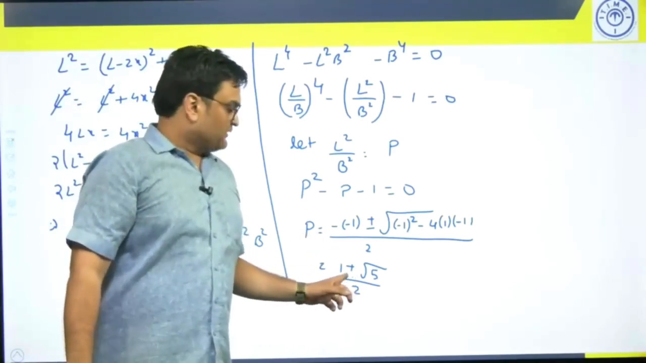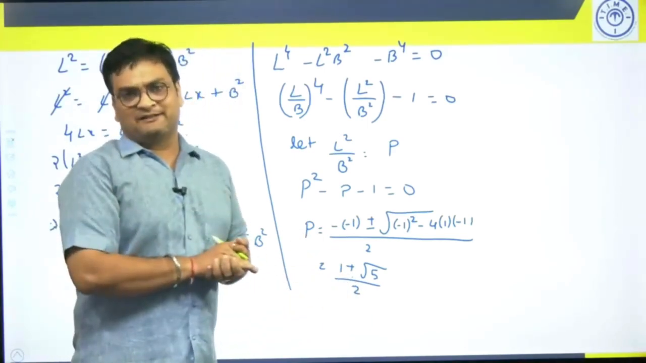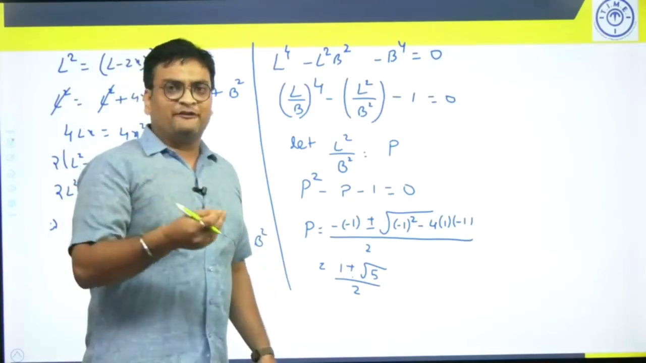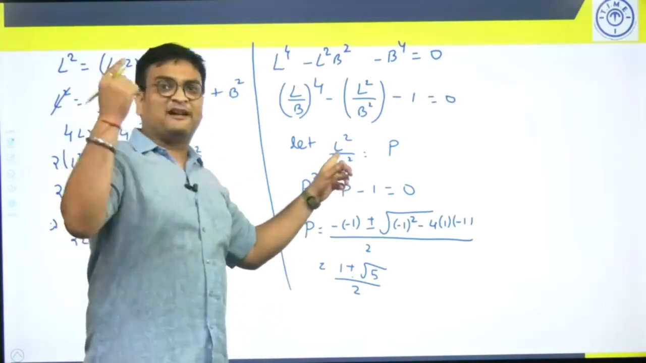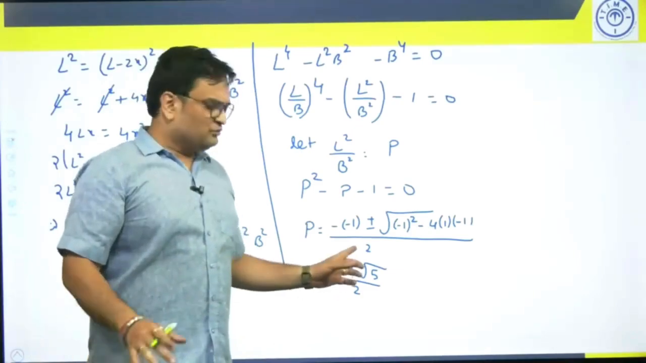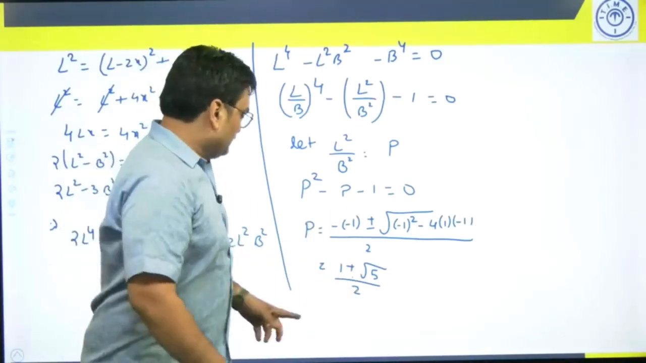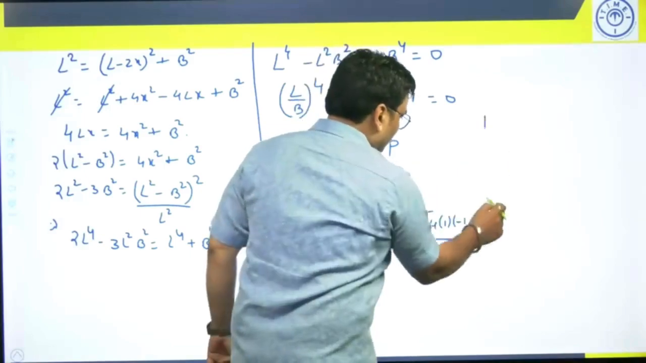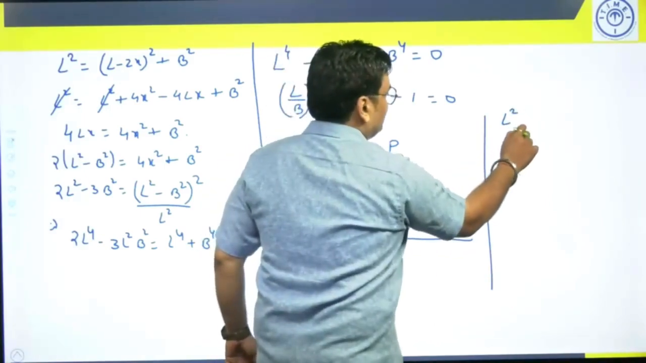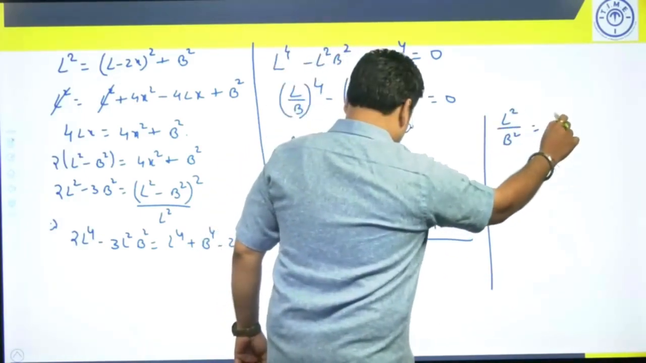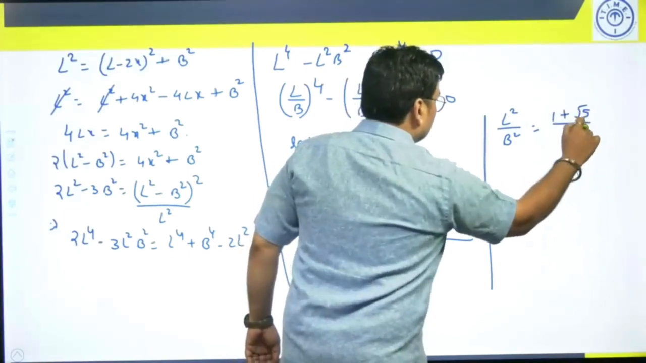Now why? Because 1 minus root 5 will give you a negative answer. And when you talk about the ratio of length and breadth, P is by the way a square, it can never be negative. So there is no need of taking minus, it is only plus. So 1 plus root 5 by 2 is P. Now what is P? L square by B square is 1 plus root 5 by 2.